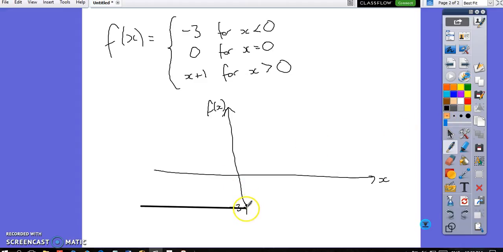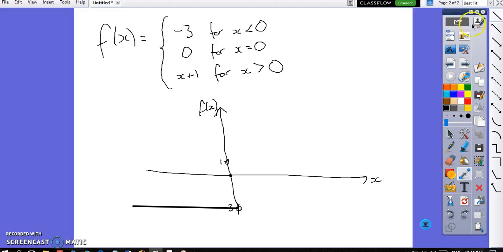To show that it doesn't include 0, you can end this line with an empty circle. It's 0 then for x is equal to 0, so when x is equal to 0, the value of the function is 0. So we can do a filled in circle to show that that's a point. And then for x is greater than 0, we have f of x is equal to x plus 1. So of course this will cross the y-axis at 1, but it doesn't actually cross the y-axis because this point isn't included. And then it will carry on from that point with a gradient of 1.